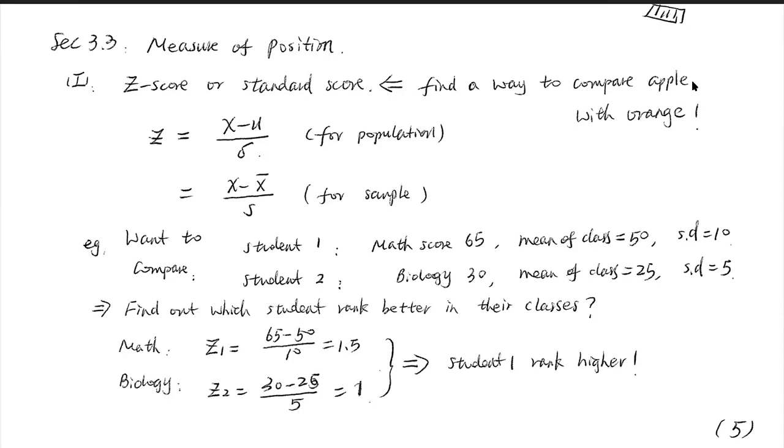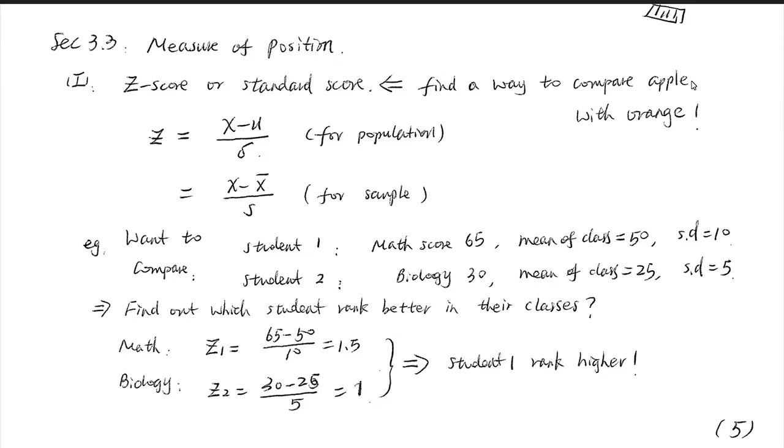Section 3.3, we are studying measures of position. We have studied two sections so far, right? In the first section, we studied the central tendency, like the middle point, the central point. We have 4 different angles to measure that.